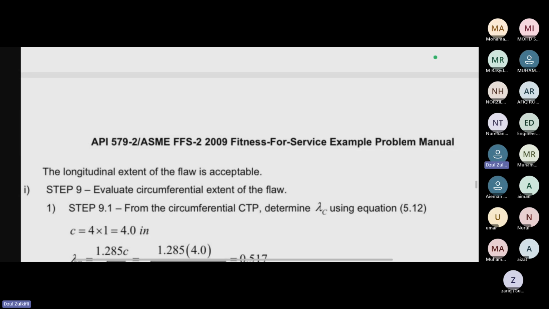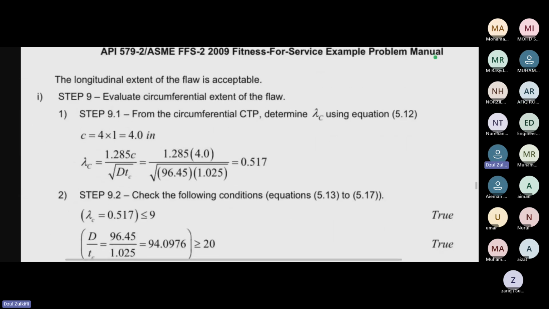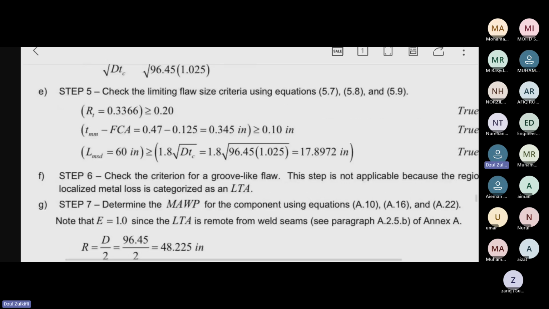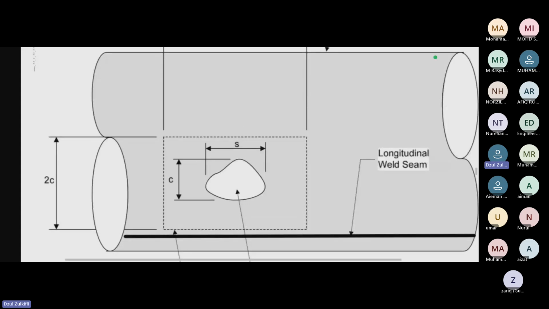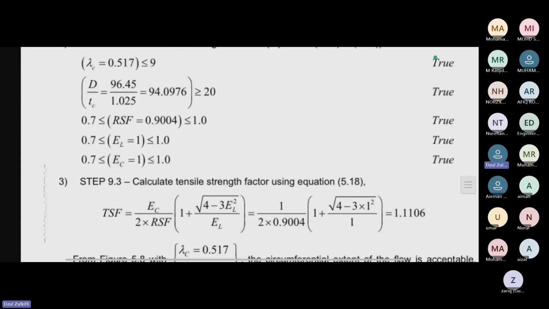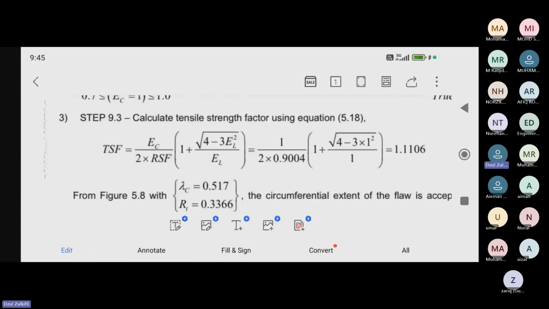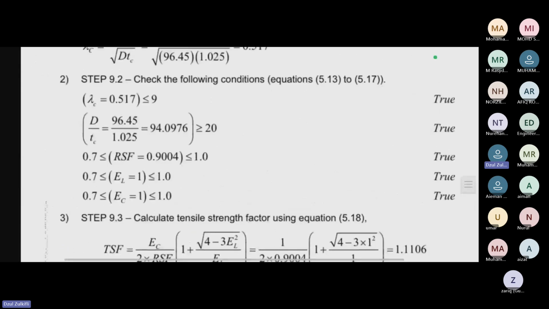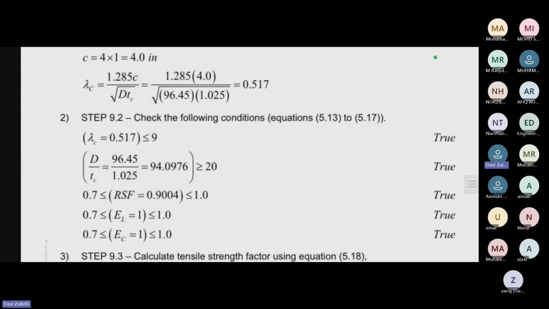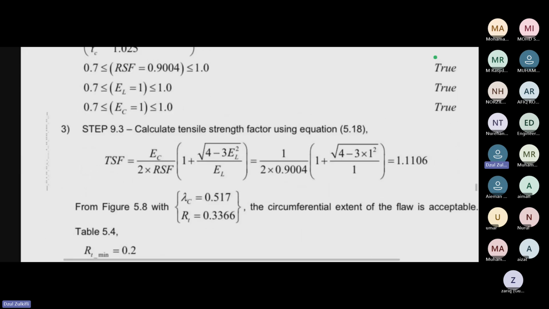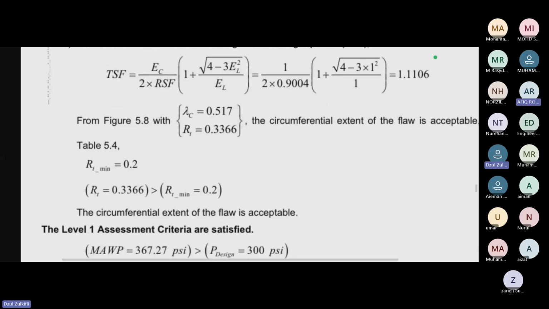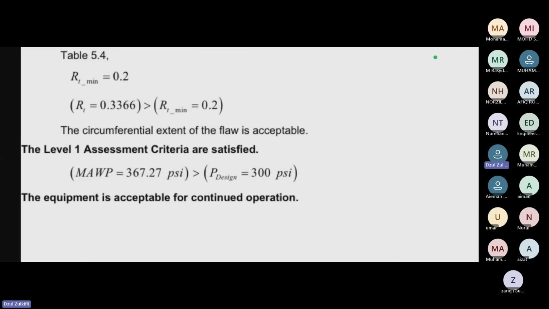Step 9, I'll go through very quickly. It's just the same thing, only in the opposite direction. Earlier we focused on the horizontal area. S is horizontal, C is vertical. Same calculation, and the factors are the same but the names are slightly different. It has its own lambda, its own RSF, and some joint efficiency. It's nothing too fancy.